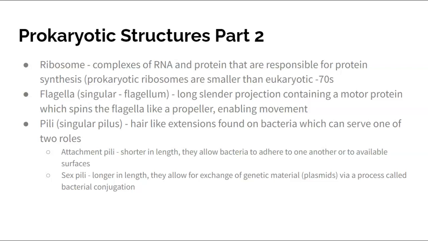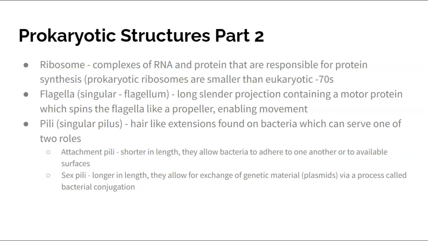The flagella is for movement, and then the pili are those hair-like extensions which can serve one of two roles. One is attachment, which allows bacteria to attach to one another, and that's how plasmids can transfer from one bacteria to another. Or they can be used for reproduction, and it's called the sex pili, and it's longer in length, and this is for bacterial conjugation.